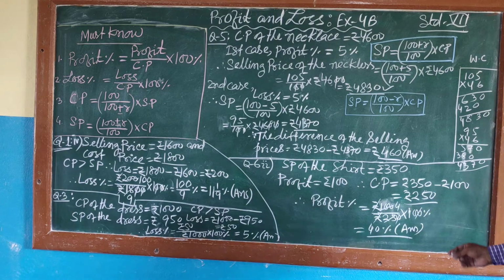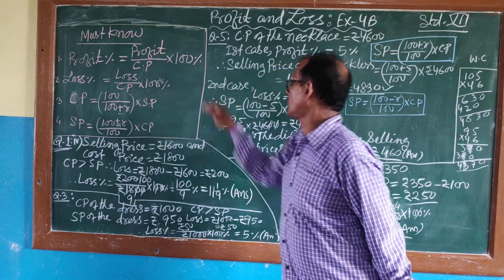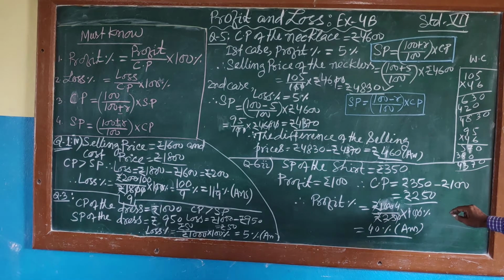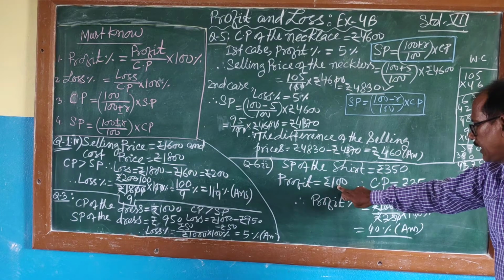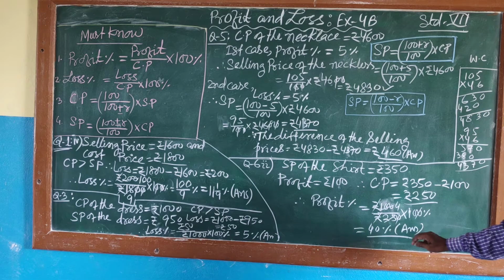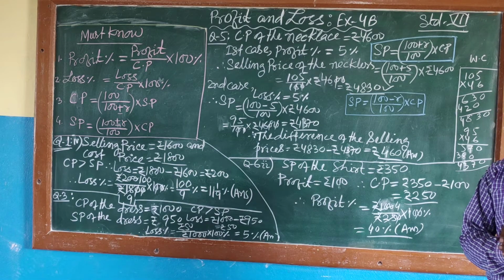Therefore, what will the profit percentage be? Same formula: profit divided by CP into 100%. The profit is rupees 100 and CP is rupees 250. Then into 100%, if you simplify, you will find 40%. 40% will be the profit percent. I hope you have understood.